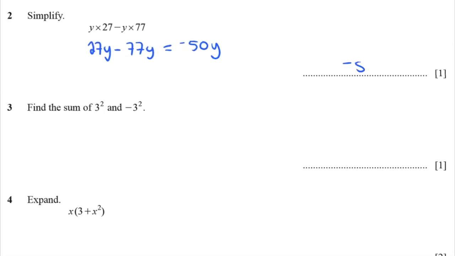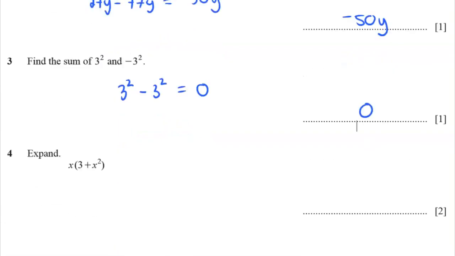There's only one mark for a question, which means you only get the mark for writing the answer. Find the sum of two things here. So we're adding, do we need to write it? 3 squared minus, sum means plus, right? Plus negative is minus 3 squared. Of course, that's going to be 0. If you have anything minus itself, it does become 0. Trick question. Couldn't trick us.